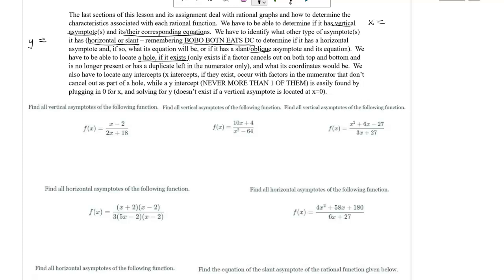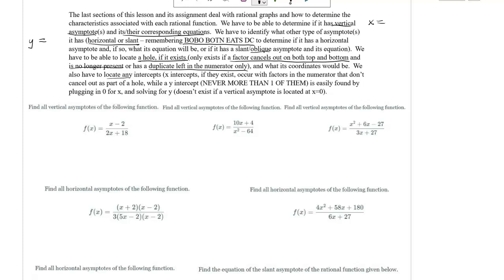A hole exists if when you factor a rational function, a factor cancels out on both top and bottom and is totally gone, or there still could be a duplicate left in the numerator, in the top of the rational. If we do have a factor that cancels out on top and bottom entirely, or is only left on top, then we have the ability to find the location of that hole by solving that canceled out factor for x and then plugging that value in to the simplified version of the rational function to get the y-coordinate of the hole.